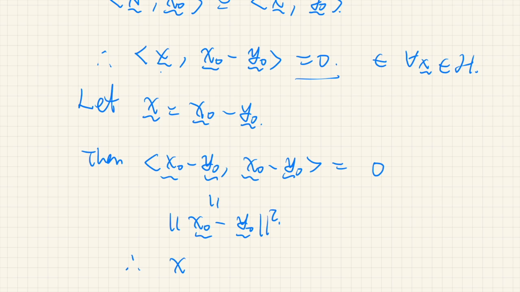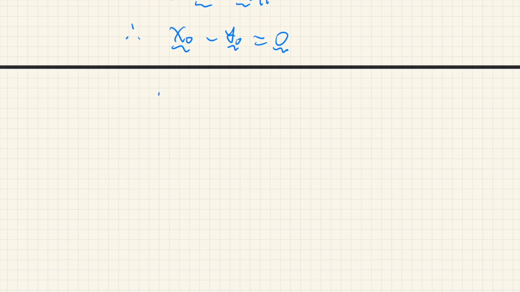Therefore, x0 − y0 is equal to the 0 vector. Therefore, x0 is equal to y0. So this x0 is unique, and we are done.